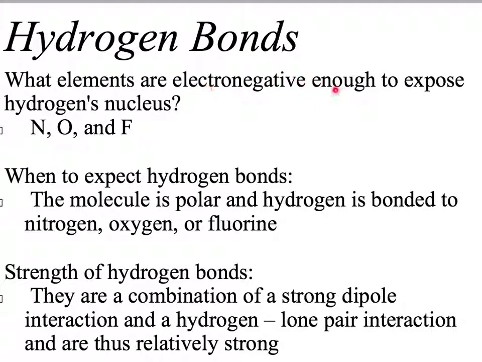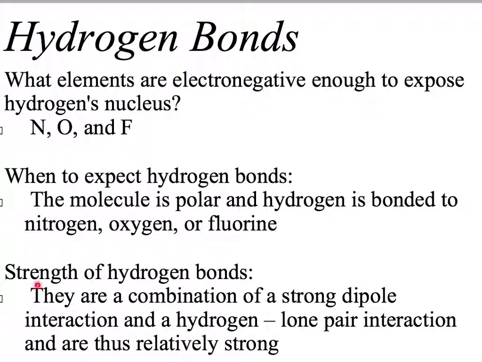So what elements are electronegative enough to expose hydrogen's nucleus so that it goes searching for those electrons elsewhere? The big guns in the table. Things like nitrogen, oxygen, fluorine, my most electronegative elements. So when do I expect hydrogen bonds? Well, first of all, I need a molecule that's polar, and I need hydrogen that's bonded to my nitrogens, my oxygens, my fluorines.